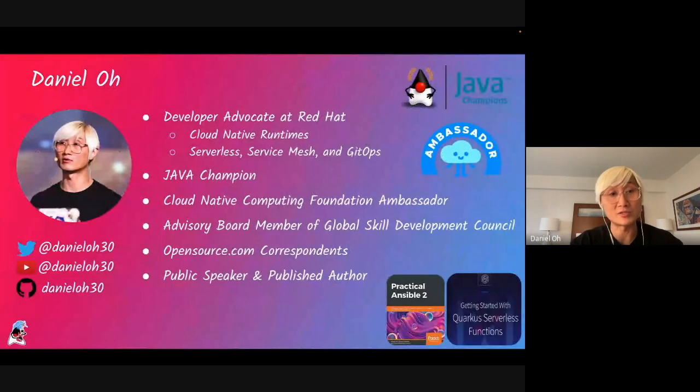So who am I? My name is Daniel O. I'm working for Red Hat as a developer advocate, which specializes in cloud-native runtimes such as Spring Boot and Quarkus, and a bunch of related Java technology. I'm also a Java Champion and a CNCF ambassador, which allows me to spend a lot of time evangelizing Java developers, but also platform engineers, in terms of how to build their cloud-native application on top of Kubernetes with the ecosystems. Because I spend a lot of time bringing more Java applications into Kubernetes with serverless, service mesh, and the GitOps practice as well.